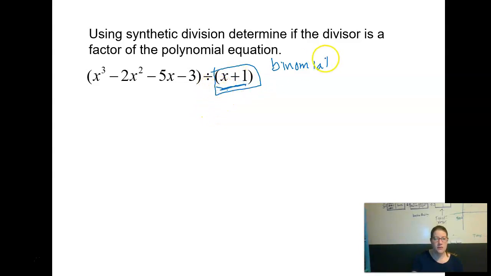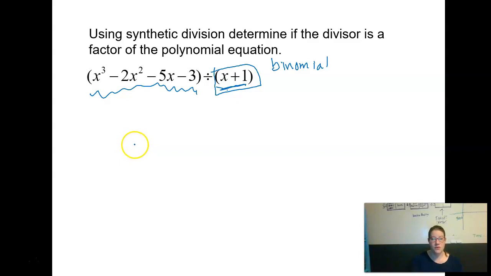Now, what is a factor again? Remember, a factor is like if you have 10, the factors of 10 are 2 and 5 because 2 and 5 multiply to 10. And 5 is a factor of 10 because 5 divides evenly into 10 with no remainder. So if I want to know if x plus 1 is a factor of this polynomial, I need to divide it in and see if I get a remainder. If I do get a remainder, it is not a factor. It doesn't go evenly in. If I get a 0 for a remainder, that means it went evenly in and it is a factor.